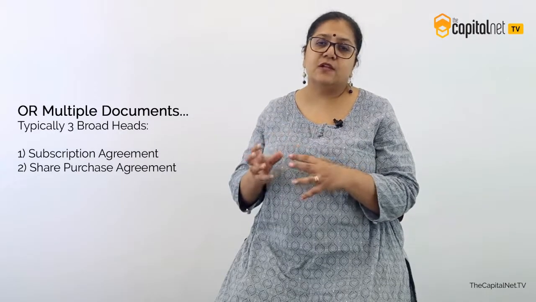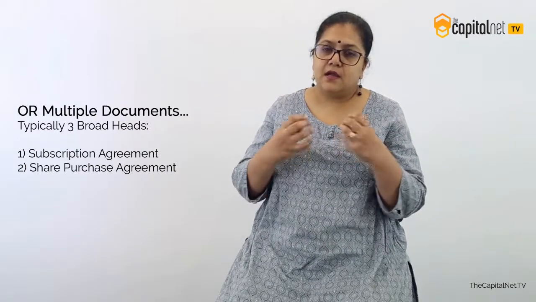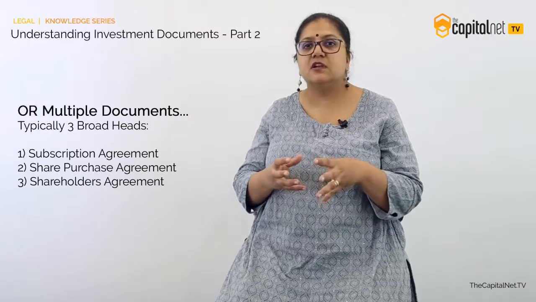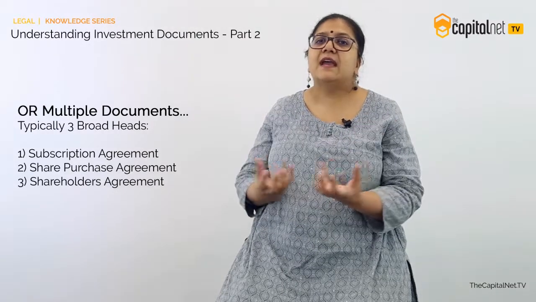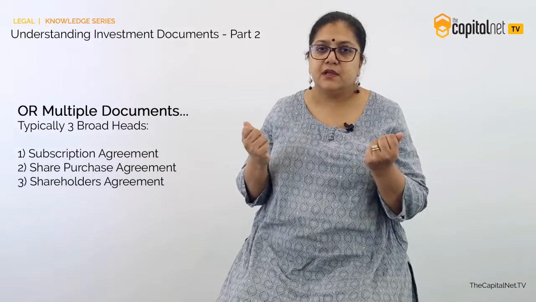The second agreement is a share purchase agreement. This is usually executed when there is a secondary acquisition also being taken on by the investor as part of the transaction. The final agreement is a shareholders agreement, and this agreement sets out the shareholder rights and obligations of the investor and the promoters of the company.